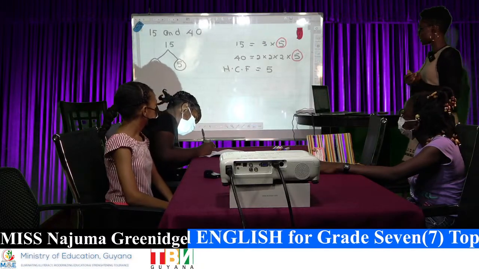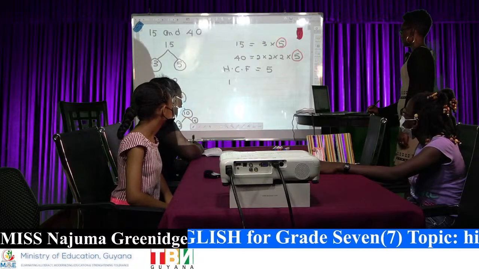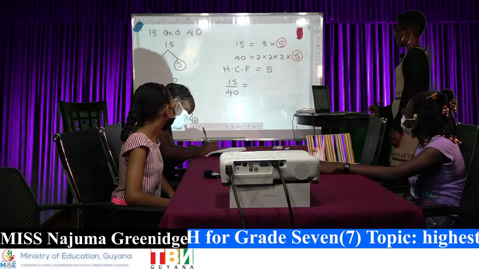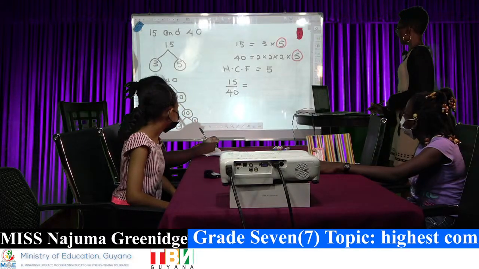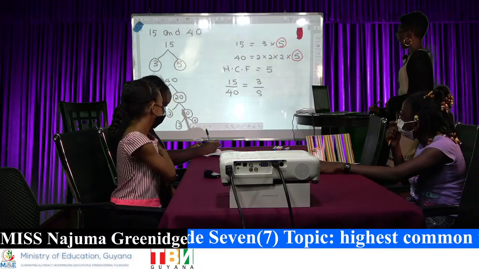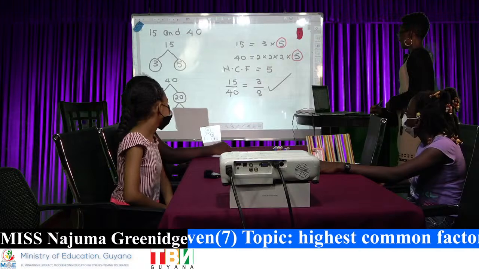Good. So then what is the equivalent fraction then? If I have 15 over 40, what's my equivalent fraction? 3 over 8. All right, 5 into 15, 3, 5 into 40, 8. Great. Give yourself a star.